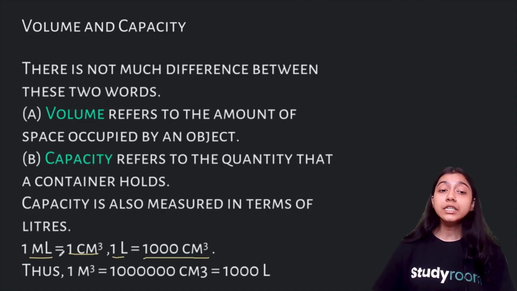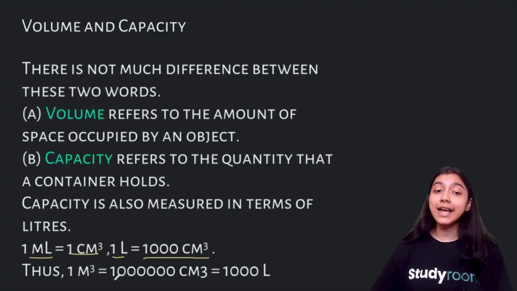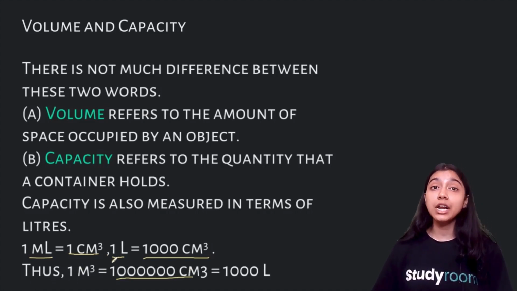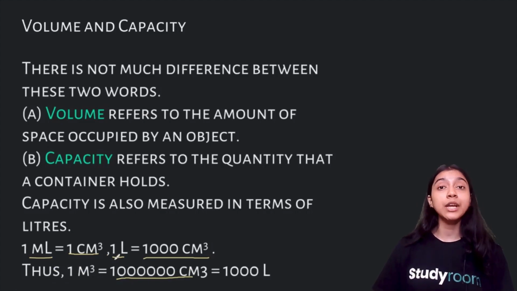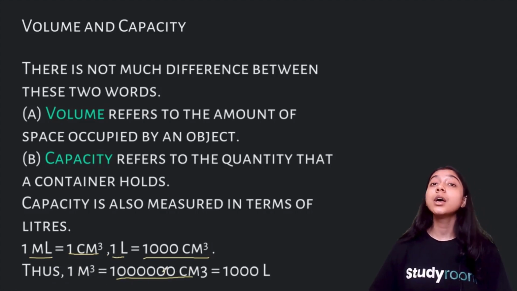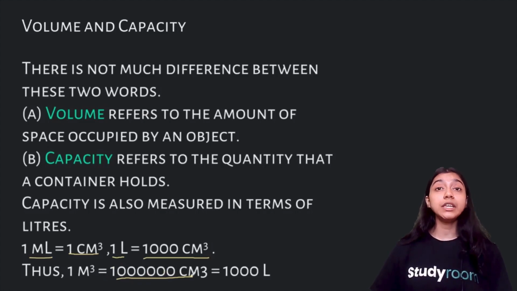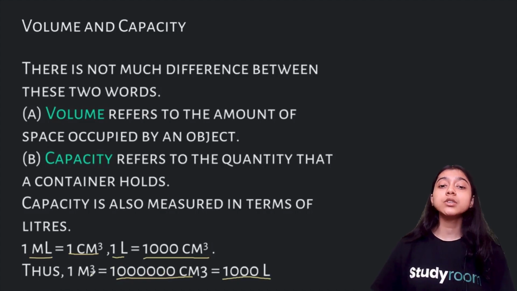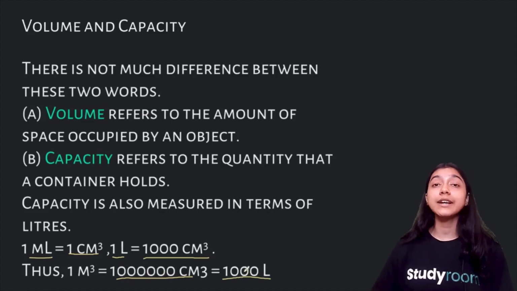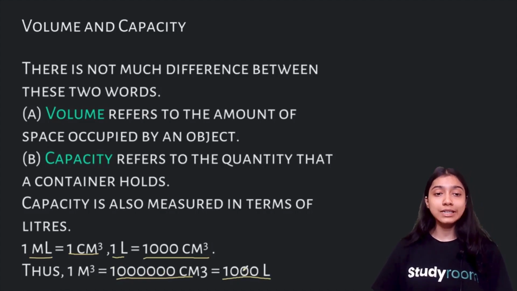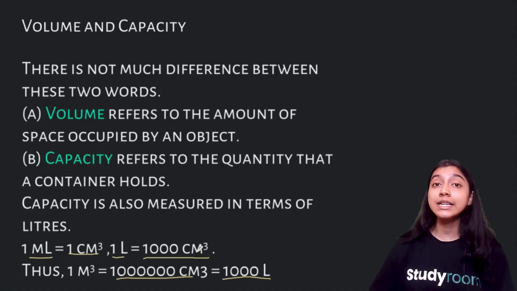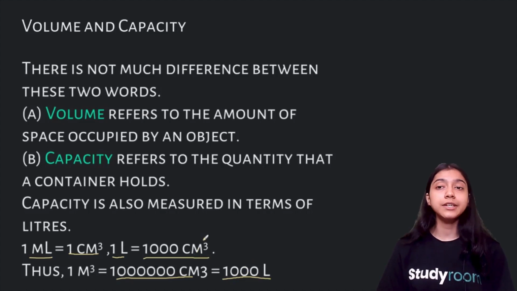Now, 1 meter cube is equal to 10 lakh centimeter cube. We know this because 1 meter equals 100 centimeters. So 1 meter cube will be 100 multiplied with 100 multiplied with 100. That gives us 10 lakh centimeter cube. So this will be equal to 1000 liters. So when we have to convert 1 meter cube to liter, we will use this formula, that is 1 meter cube equals 1000 liters. And when we have to convert liter into centimeter cube, that will be 1 liter is equal to 1000 centimeter cube.